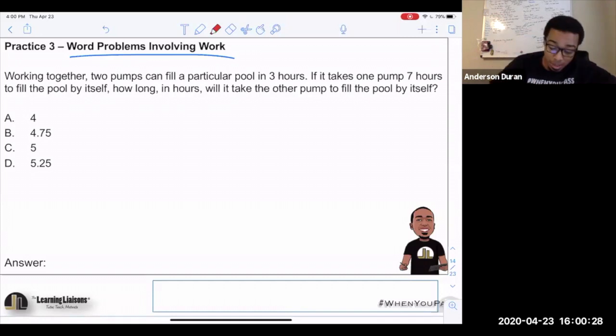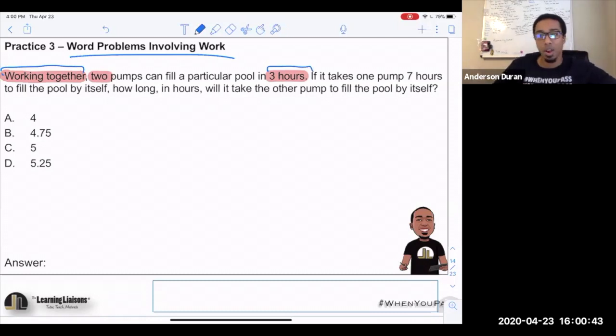But the big hint, the big phrase here, is working together. 2 things can do something in this amount of time. The key phrase here is working together, and they're talking about time, or how much time it takes, or how much work you get done. That is the biggest key to tell you that this is a work problem. When you hear working together, working alone, that is the biggest key that you're dealing with a problem like this.